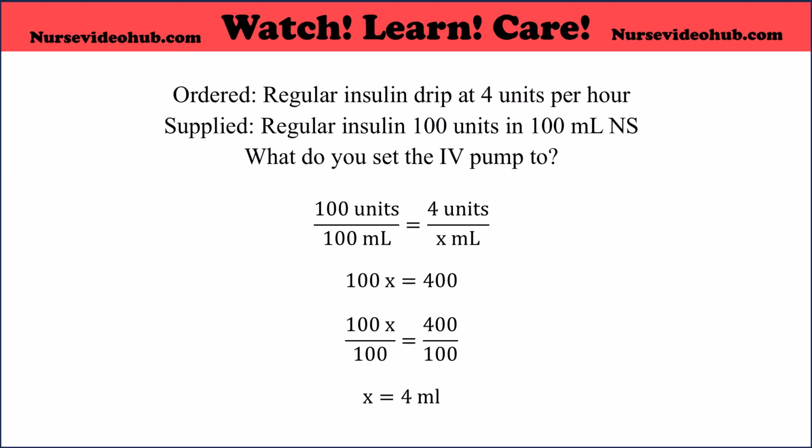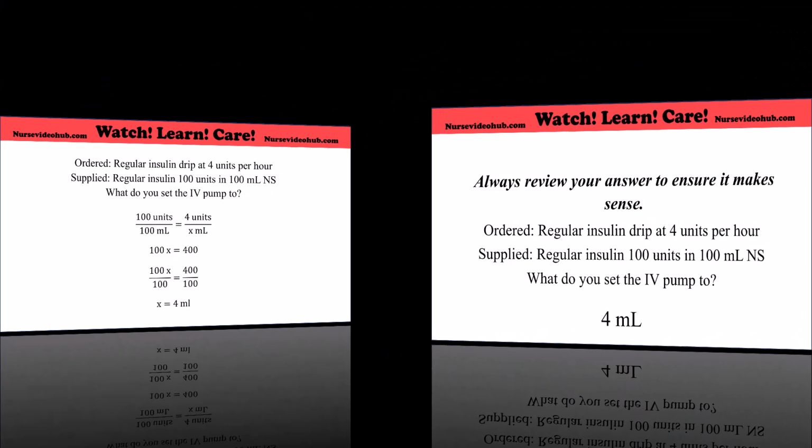The first ratio is the medication supplied, 100 units per 100 milliliters. The second ratio is the desired dose, 4 units per X milliliters. Solve for the number of milliliters by cross-multiplying 100 times X and 4 times 100. That results in 100X equals 400. Divide both sides by 100 to solve for X. X equals 4. Set the IV pump for 4 milliliters of insulin.